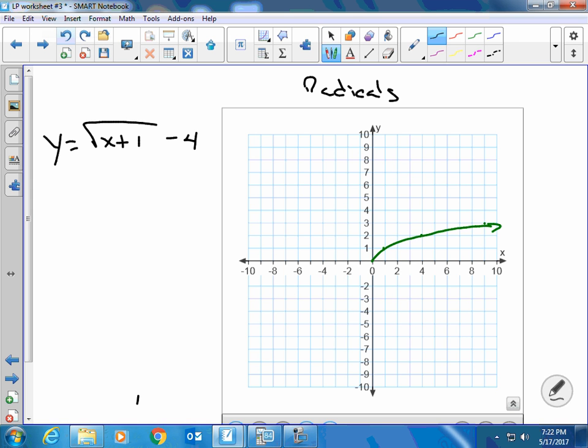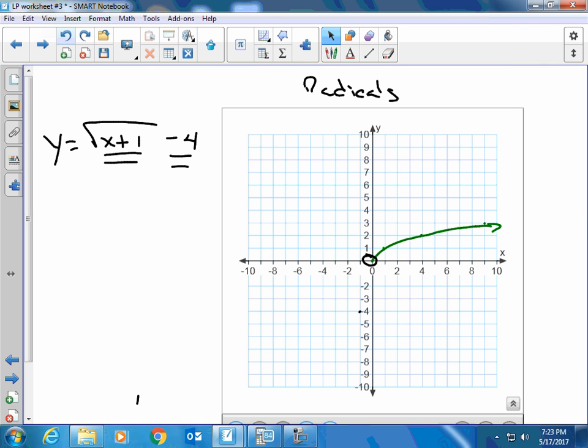All right, I assume you're back. So first thing, what does that do to my green sketch over there, to my original parent function? It moves it left 1. When I say it, I mean this starting point right there. What does this minus 4 do to that 0, 0 starting point? It moves it down 4. So this 0, 0 starting point is now left 1 and down 4. It's sitting right there.